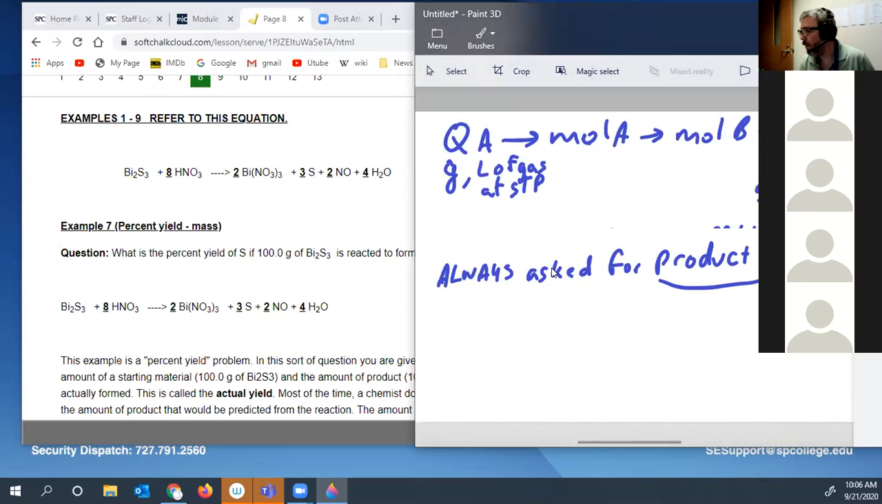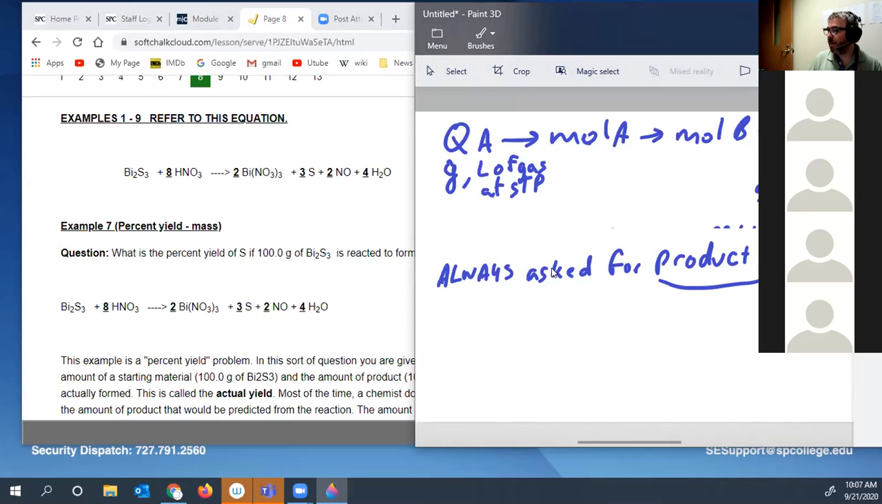You're always asked for percent of the product. I really want you to, I don't want you to just hear those words. I want you to feel them right in here, right in your heart. Because if you can understand that you're always looking for a product, then you know where you always need to start. And that's not at the product. You're always starting at the reactant.